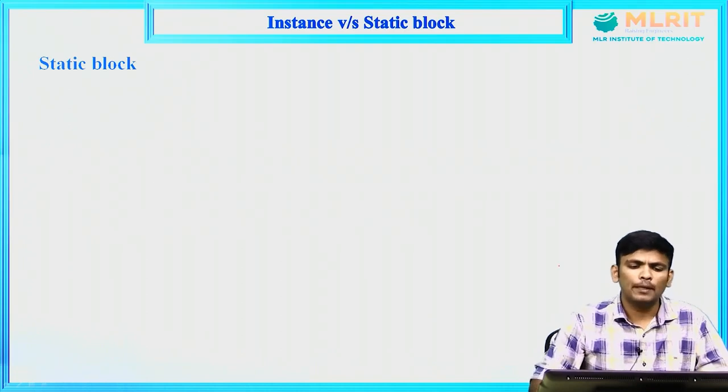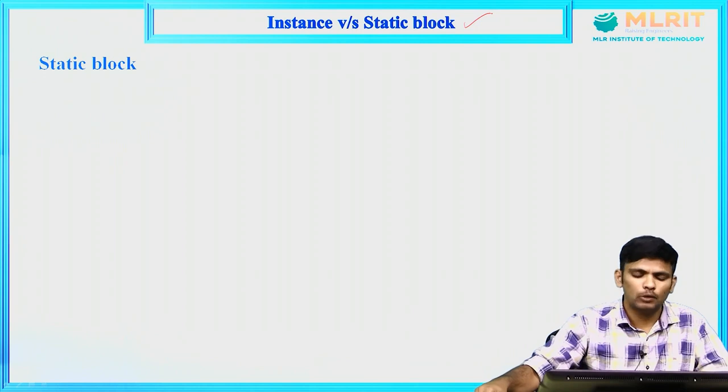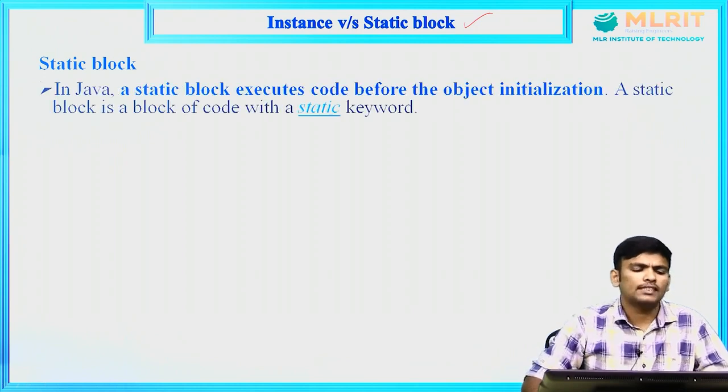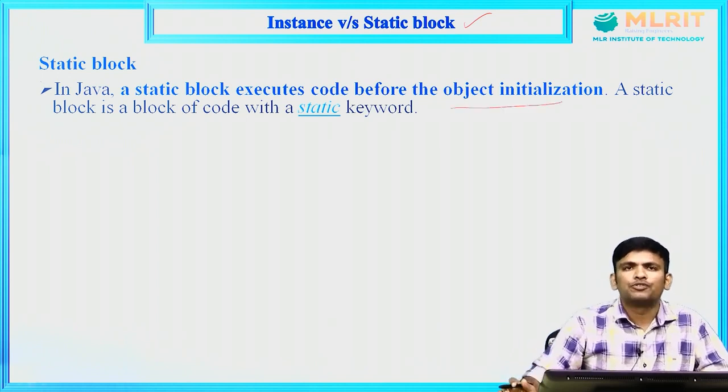Now, coming to the instance block and the static block. What is a static block? In Java, a static block executes code before object initialization. As we know, static data may be a static variable, a static method, or a static block. All the static data gets initialized while the .class file is loading into the physical memory. So just before object creation, your static data will be created.